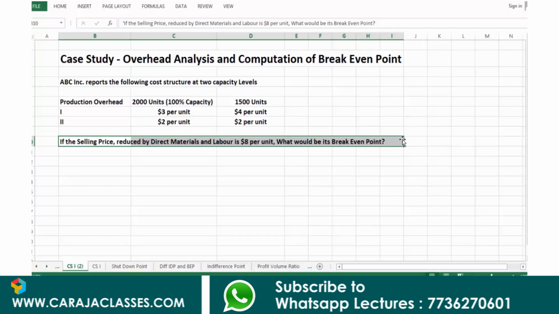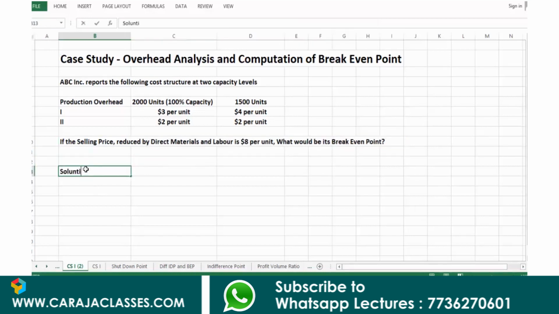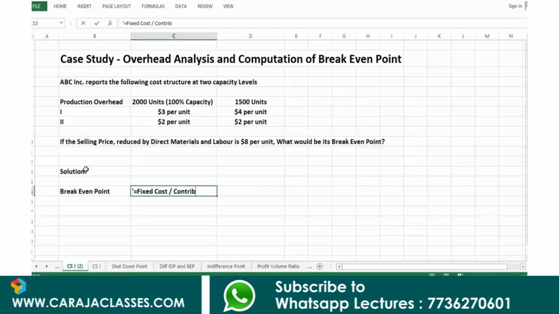So from this available information, we have to find the break-even point. How do we find the break-even point? The general formula I'll just give here: break-even point we can find generally as fixed cost divided by contribution per unit. So now you have to find the fixed cost and the contribution per unit. How would you find the fixed cost? How would you find the contribution per unit?